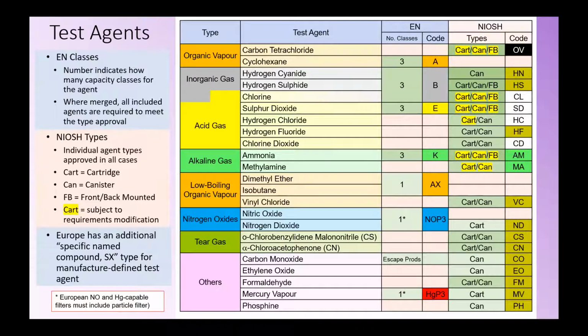A couple of the European filters mandate that there's a particle filter associated with the gas filter for nitrogen oxides and for mercury vapor. NIOSH doesn't. So you sometimes get mercury vapor filters with and without a particle filter. So that's quite a range.